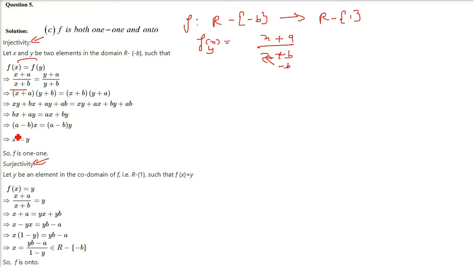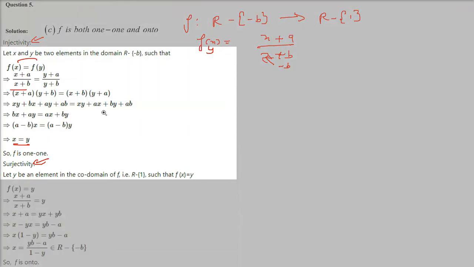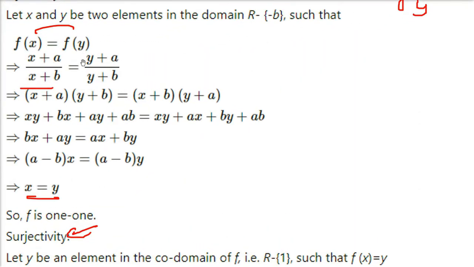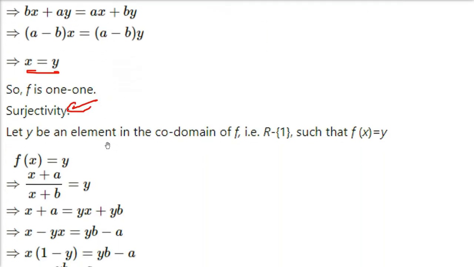So we assume this f(x) equals f(y). And we will try to find out whether x equals y. When we rearrange, because this kind of question we have already done, I've just come with the final answer. So when we put f(x) equals f(y), we get x equals y, which is the condition of 1 to 1.